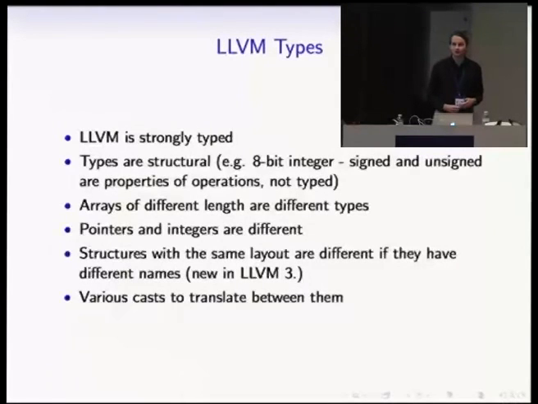How many people have had to add no strict aliasing to their compile flags? Okay, so not many of you. That's either very impressive or your build system's doing it automatically and you aren't aware of it.